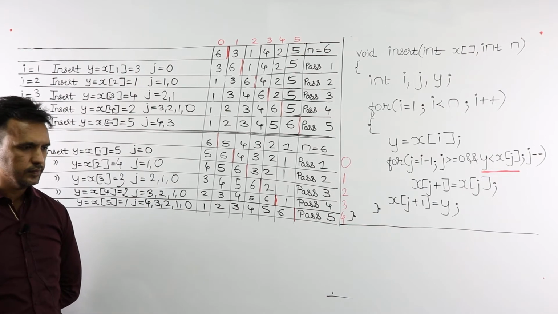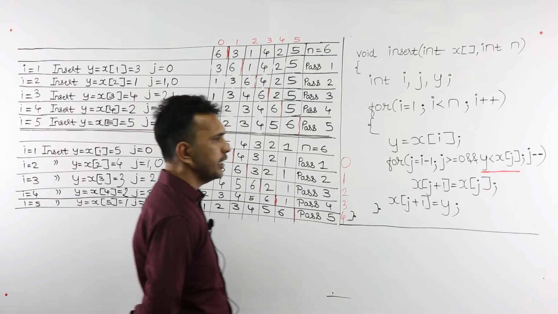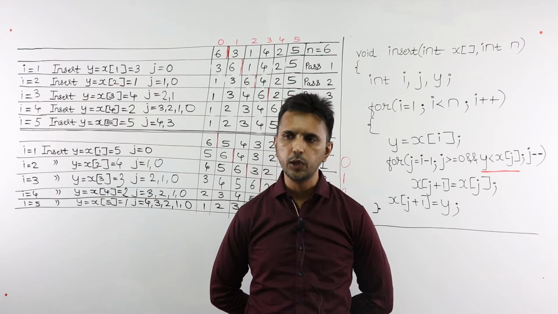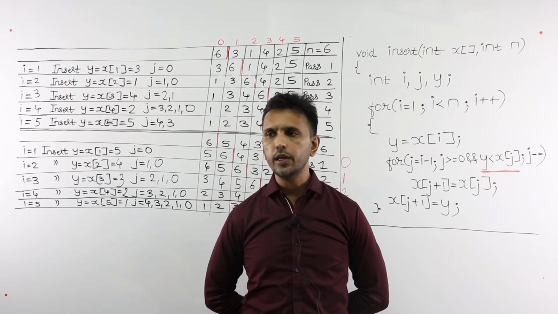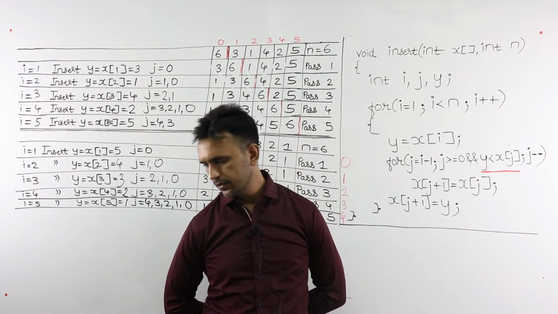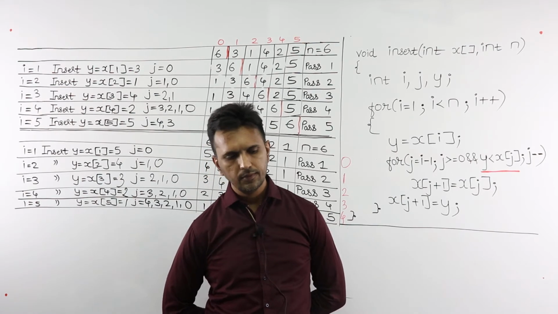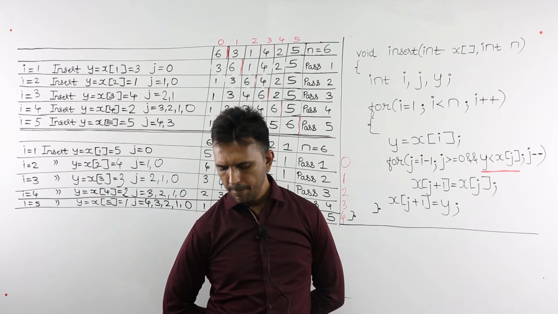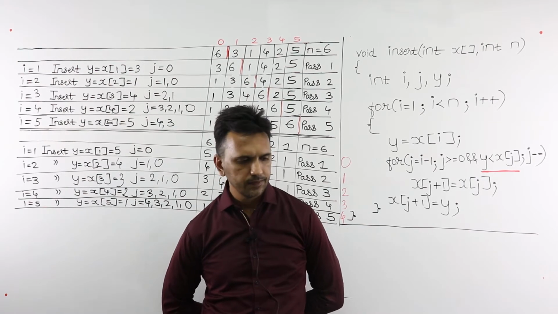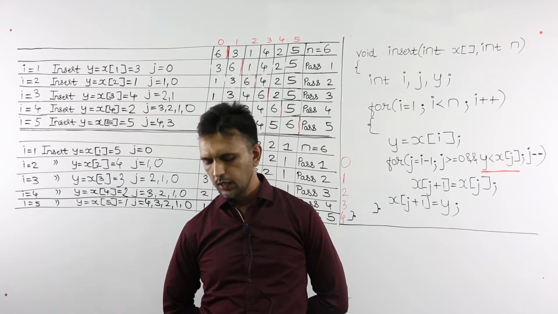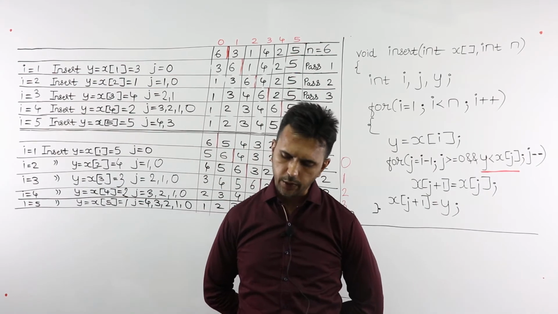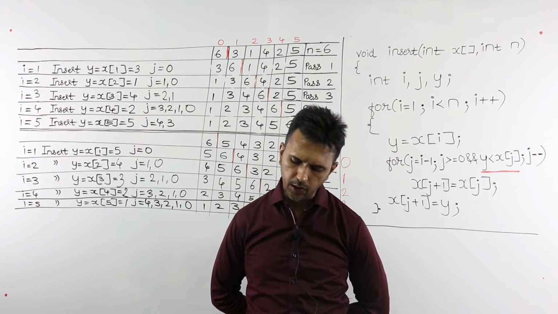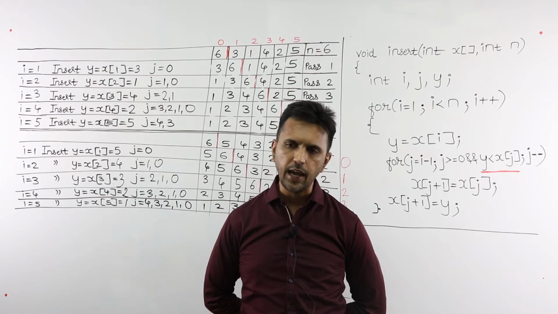Number 1, function insert. Number 2, working for best case and worst case. Number 3, theory answer 21. Theory answer number 21 from PN11.